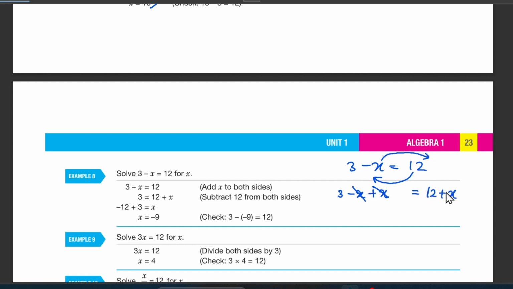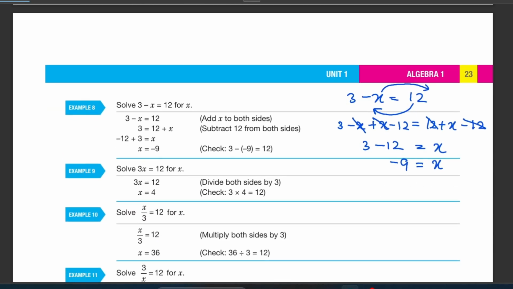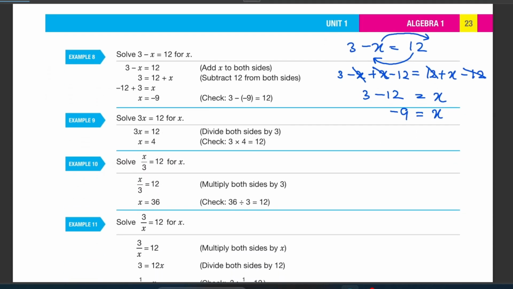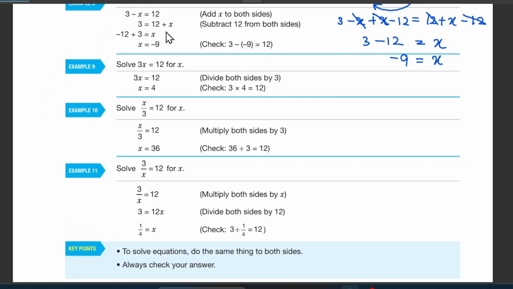And we have to get rid of this 12 also. To do that, we have to subtract 12 from both sides. Okay. Now these two cancel out. We are left with 3 minus 12 equals x. So now we get the answer as x equals minus 9. Okay. Similar to that, this one also you can find.